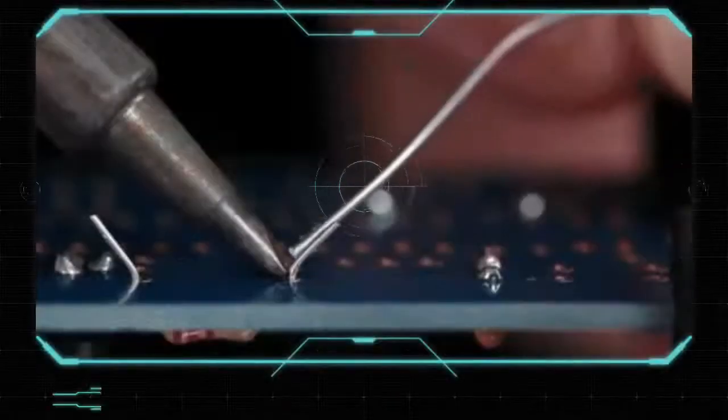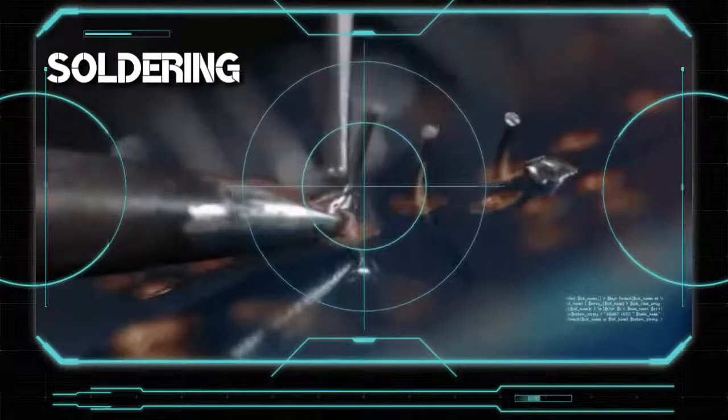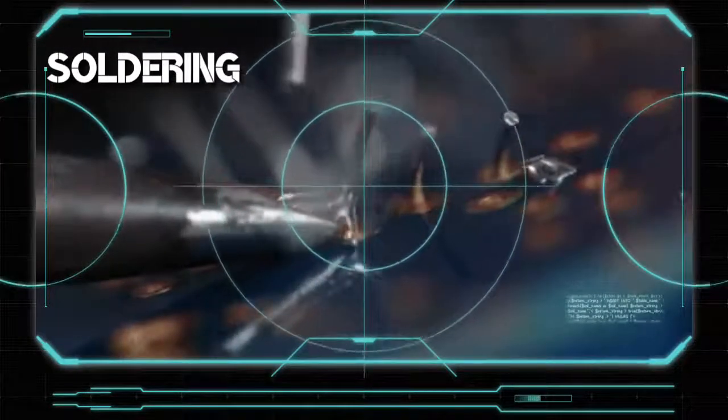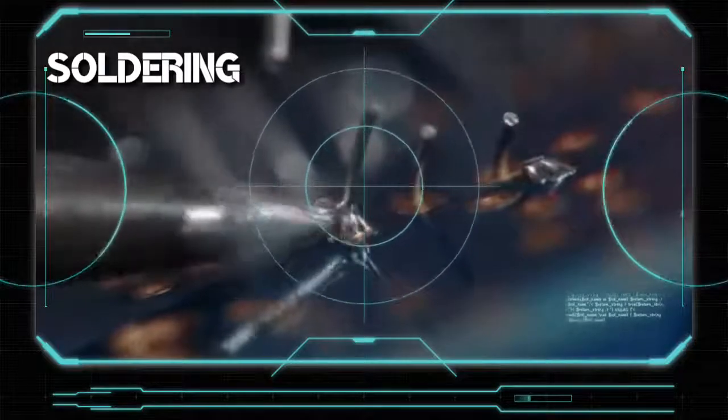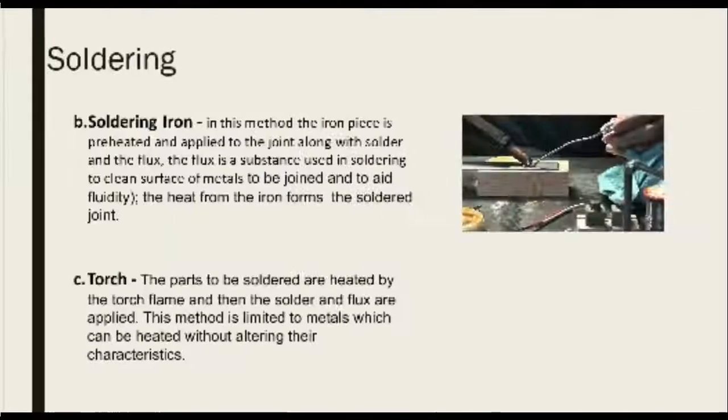So number 1 is soldering. It is a method to join metals, to make electrical connections, or to seal joints hermetically with another lower-melting metal or alloy called the solder. We have soldering, letter A, metal bath dip, defined as the metal joining process where the workpieces to be joined are immersed in a pot of molten solder.